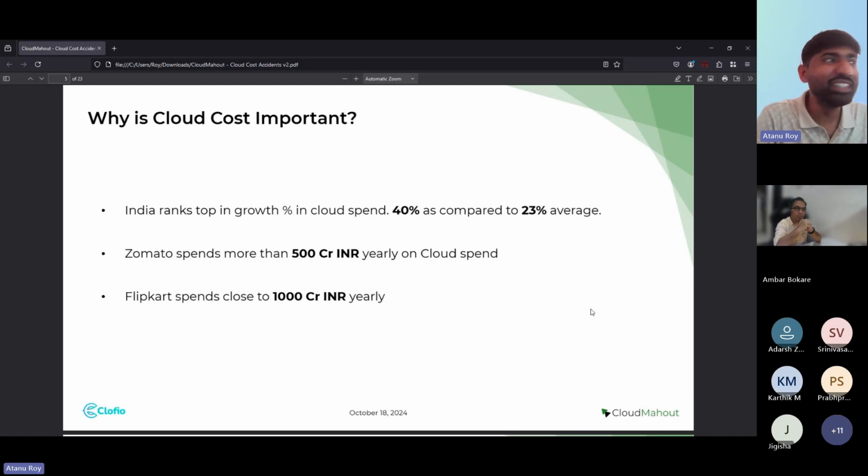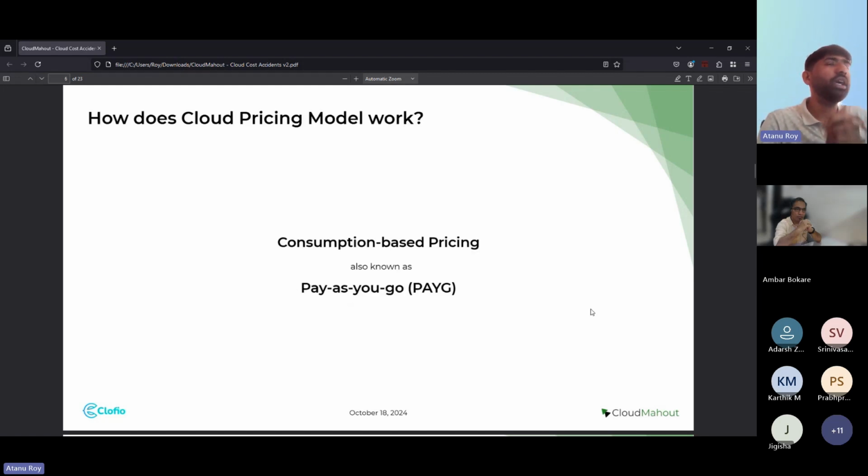Two very famous companies, you must be knowing them, Zomato and Flipkart. Can you imagine they are spending 500 crore INR every year on their cloud spend, right? Huge. So you can imagine in a bigger organization, if we merge the stat, 35% of that going to waste, and they are spending like 500 to 1000 crore, you can imagine how much is at stake here, right? So let's see how this actually works.